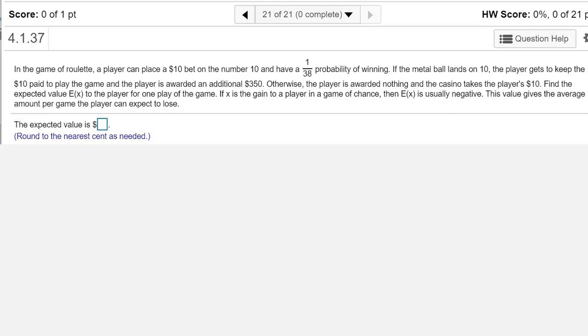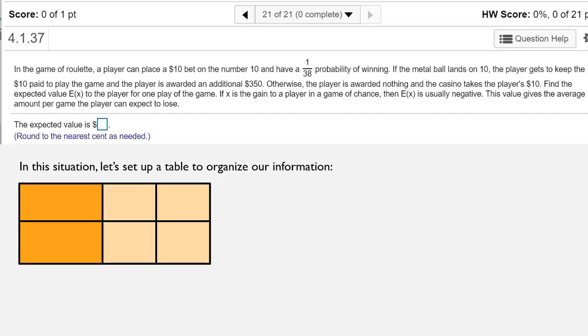If x is the gain to a player in a game of chance, then E of x is usually negative. This value gives the average amount per game the player can expect to lose. In this situation, let's set up a table to organize our information. In the top row, I'm listing my gain, which are my x values, and in the bottom row, I'm putting the probability of each one of those gains.